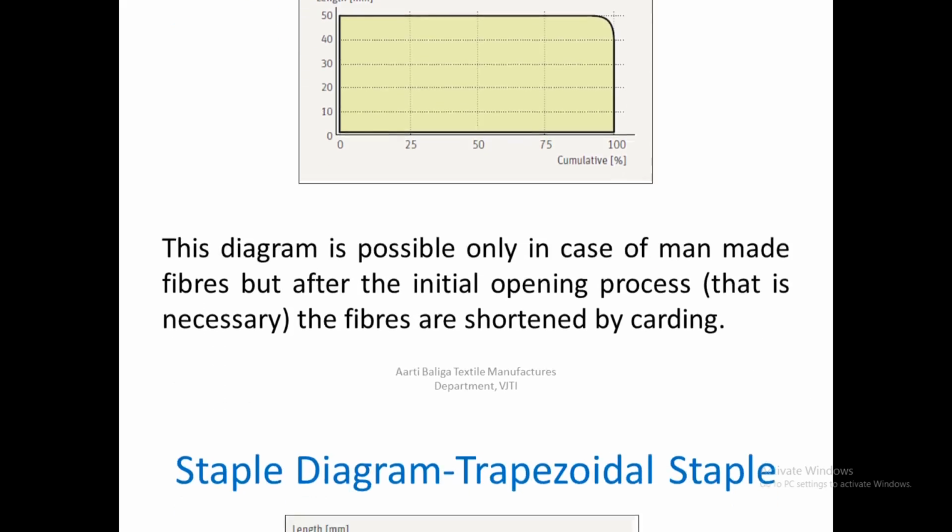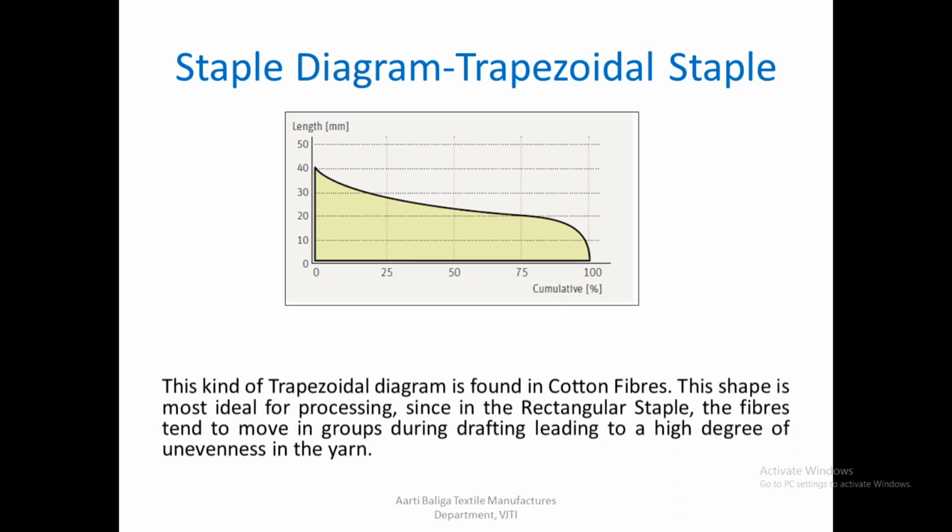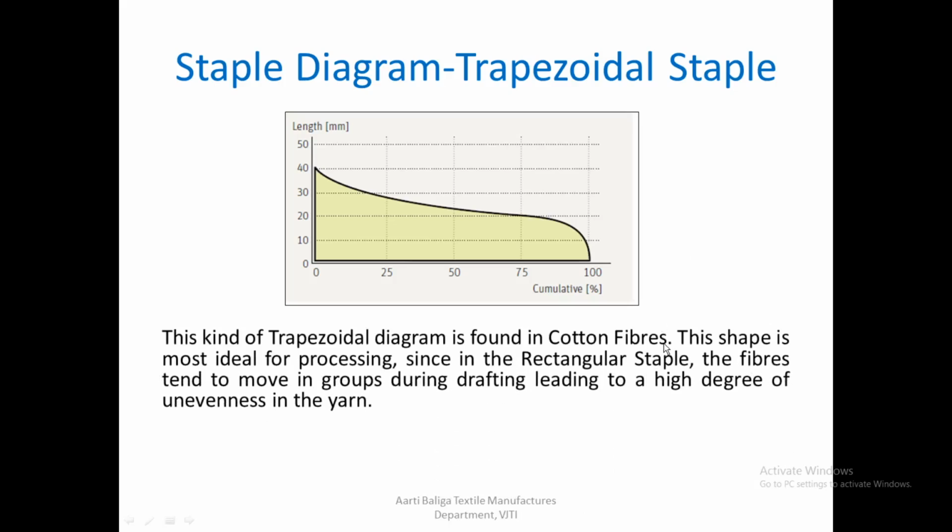So let us go to the next kind of shape that we normally see. This is the normal staple diagram that you will see for cottons, which is known as trapezoidal shape. As I said, it is normally found in cotton fibers. This shape is the most ideal one for processing, since in the earlier rectangular shape, when such a fiber is taken for processing, the fibers tend to move in groups during the process called drafting, which we shall learn gradually during this semester. The term drafting will be explained in the next lecture.